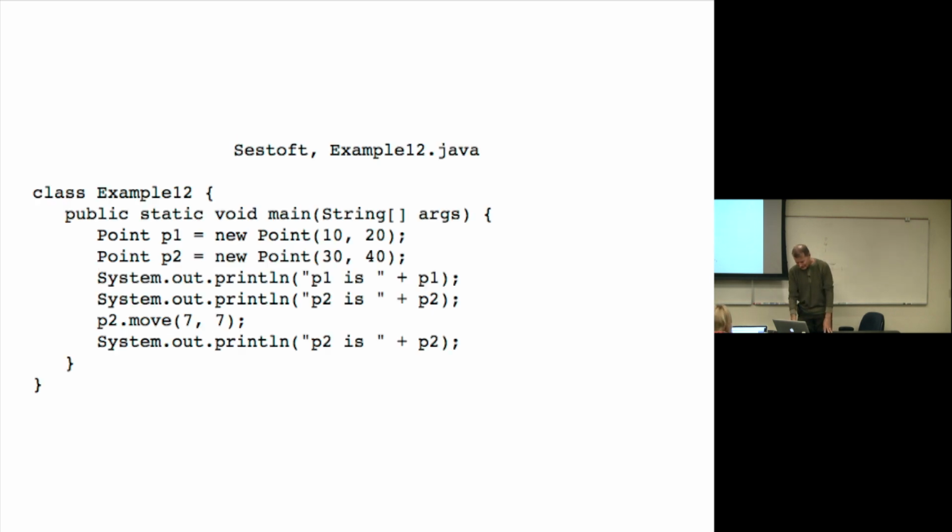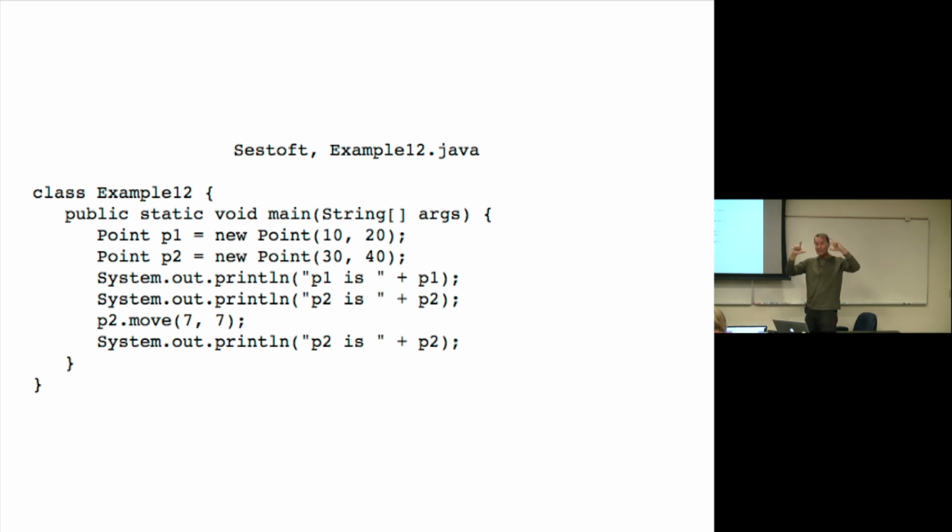Yeah, good question. And now let's see if we can predict what the output is here. So here's class example 12. Public static void main string args. Now what are we doing here? Point P1 gets what? New point 10, 20. So P1 is a point with X of 10 and Y of 20, right? And then P2, new point 30, 40. And then System.out.println P1 is, now what is this? Concatenation. And now we don't have to say toString. When we just say P1 and we output that string, what's going to come out?